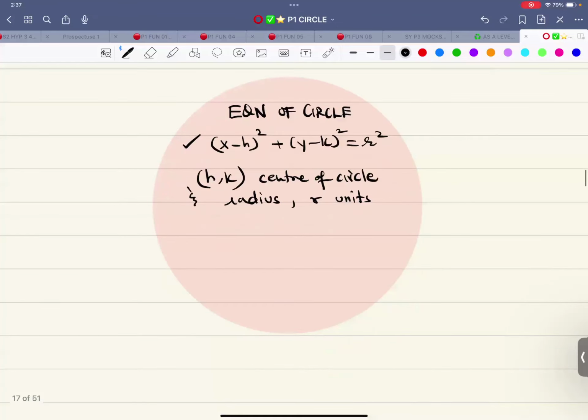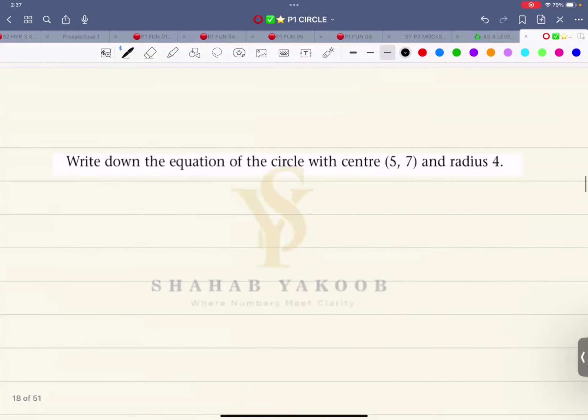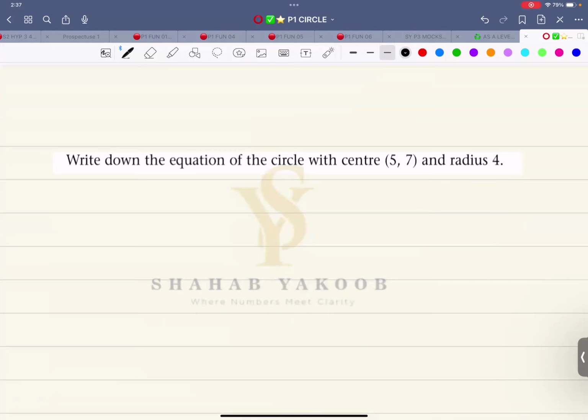So first of all, it's saying write down the equation of the circle with center 5, 7, radius 4. x minus something whole square plus y minus something whole square is equal to radius square. So all we do is plug it in. This radius 4 goes over here. And this 5 goes over here. And this 7 goes over here. That is how the equation of the circle is written. All good, all clear?